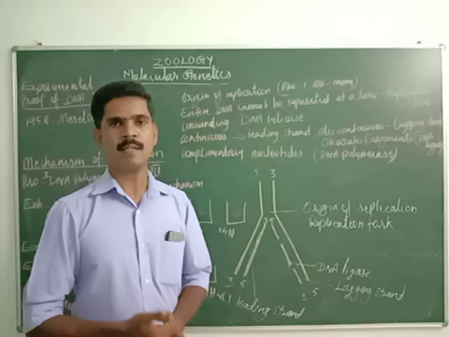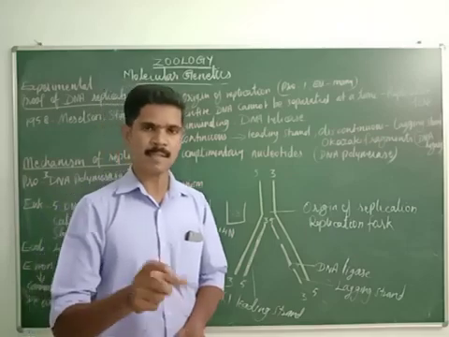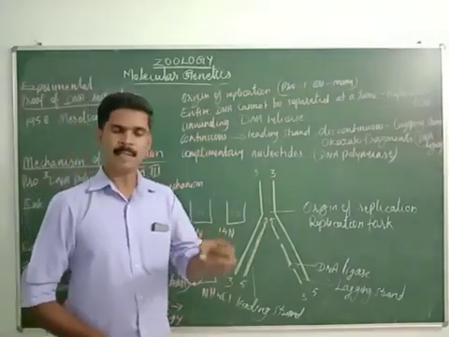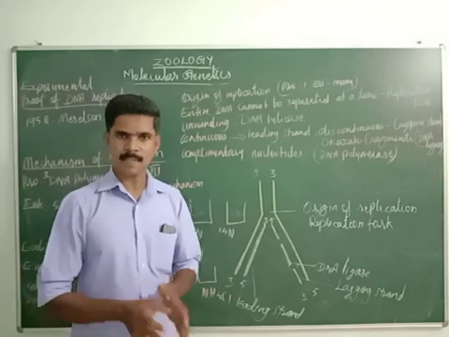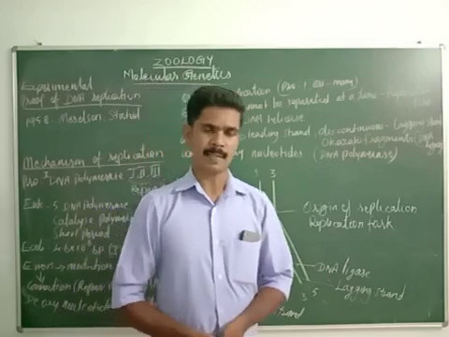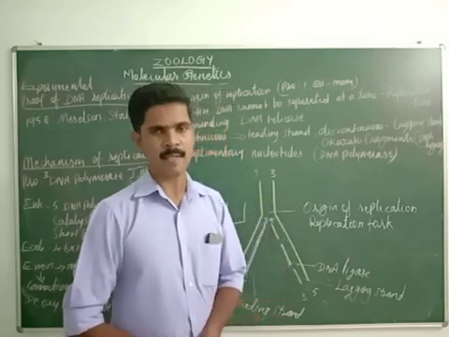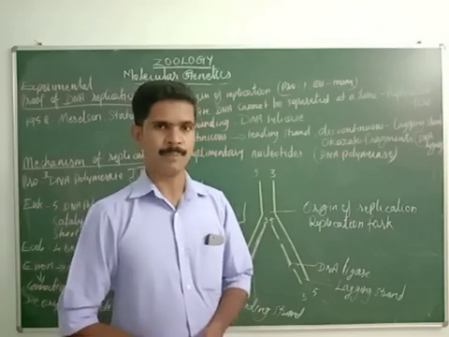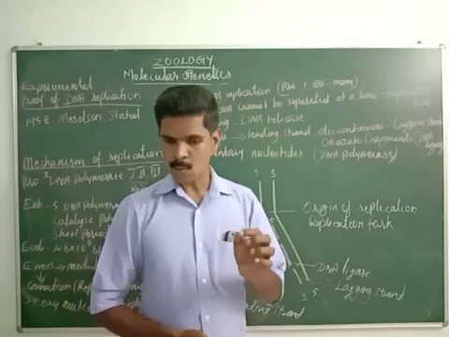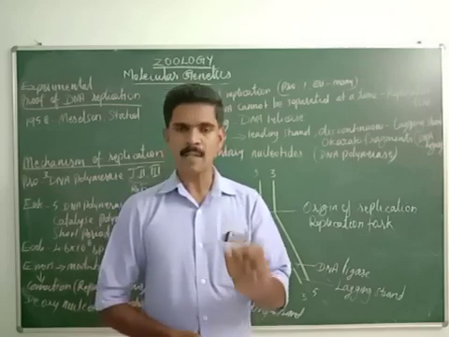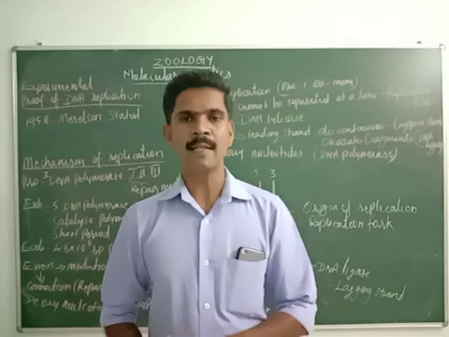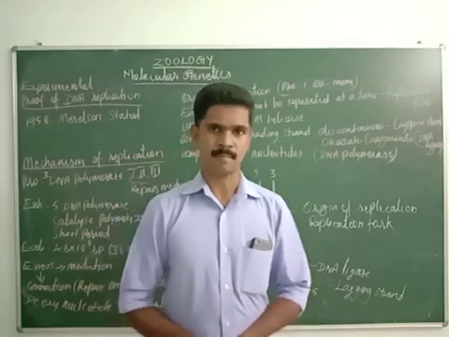Then after 40 minutes, the second replication process is also over inside this culture medium. So after 40 minutes, again they took some samples, and these samples were also analyzed using the same density gradient identification technique. Now they observed that the DNA molecules are settled in two bands. One band is in the intermediate position and the second band is in the light band position.